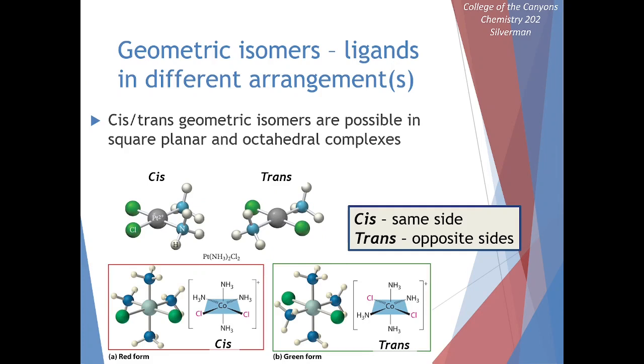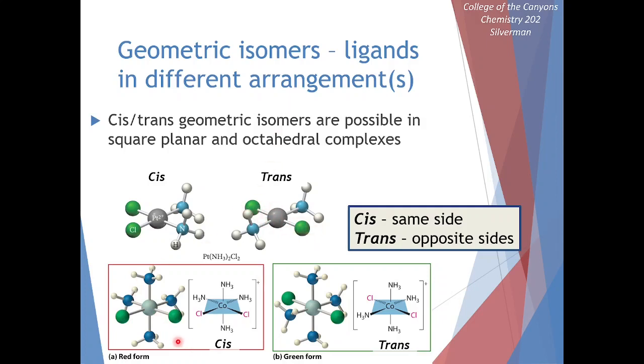All right, we can also have geometric isomers for our compounds. This is when we have the same atoms connected, but a different arrangement in space. For square planar molecules, we can have cis and trans versions, just like we saw in organic chemistry across double bonds. Cis isomers will have similar atoms on the same side, close to each other, here 90 degrees apart in our square planar geometry. Trans isomers will have similar atoms far apart, 180 degrees apart in our square planar geometry.